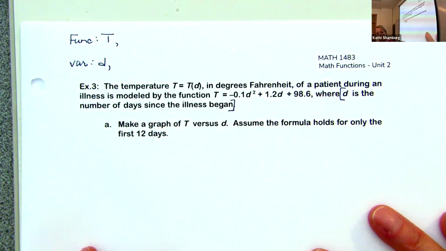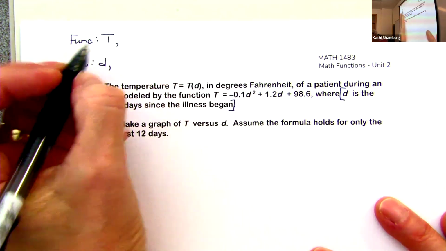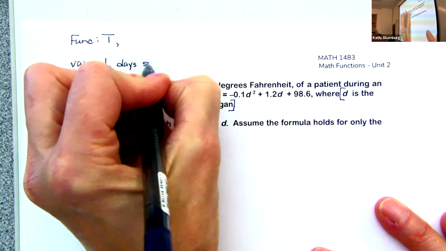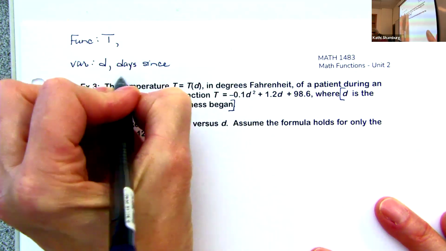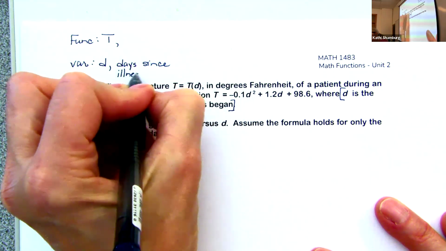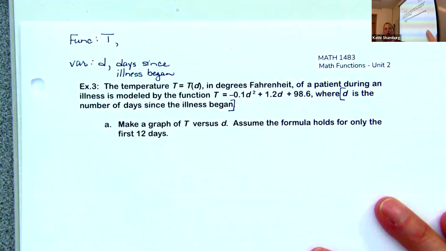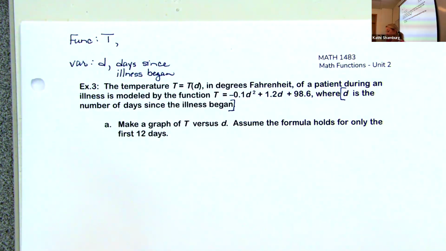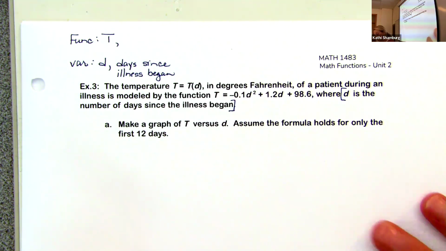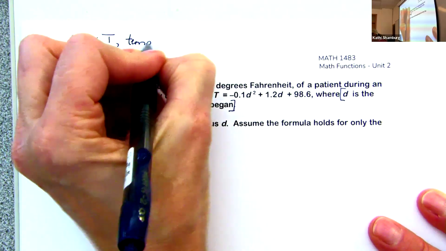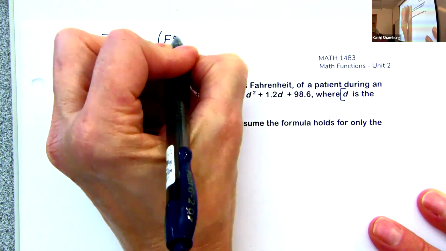Okay, well, right there, they point blank told me what the variable is. So it is days since illness began. So if you go reading, what would you tell me temperature, I just told you. What would you tell me T is? Temperature and in what? Yeah, temperature in Fahrenheit degrees.